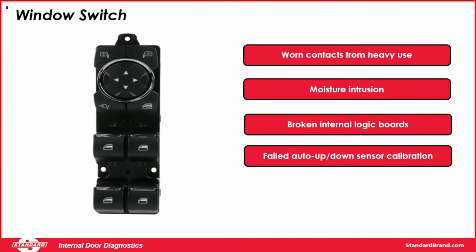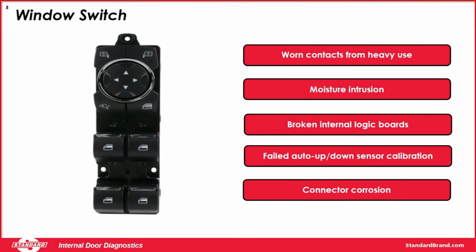And we can also run into failed auto up-down sensor calibrations, something we can often just quickly verify with a scan tool, or maybe even correct with the proper scan tool. And of course, like any other electrical component, corrosion on the connectors. A lot of common themes when it comes to the normal failure points from these types of components.